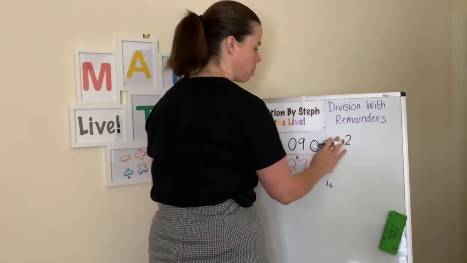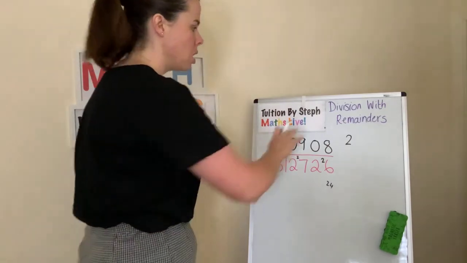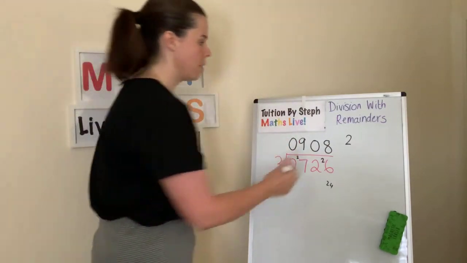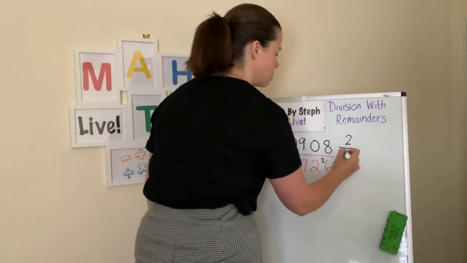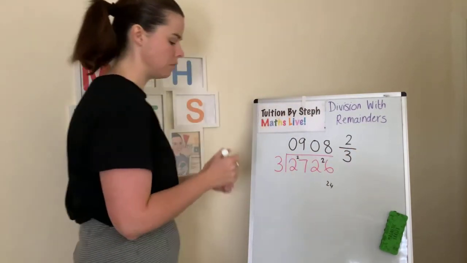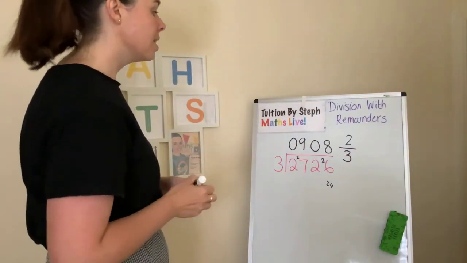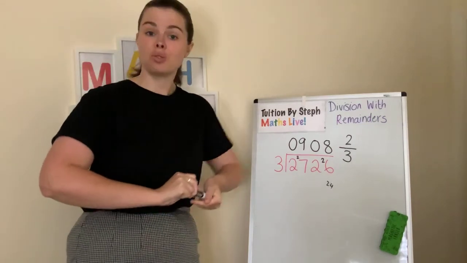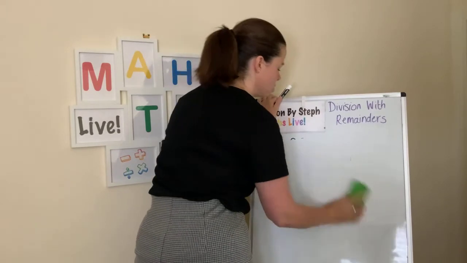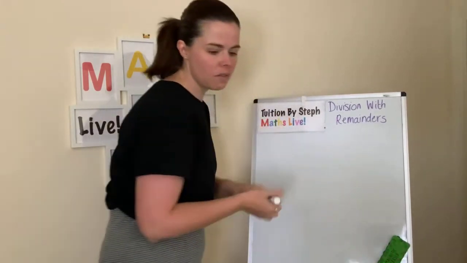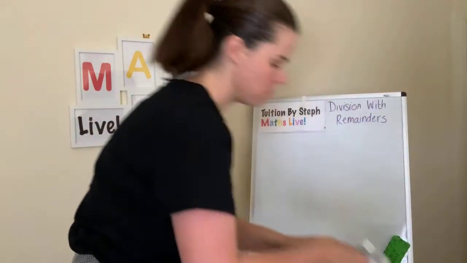But remember, we're going to be posh and not use just remainders. We're going to keep the 2 as our numerator and we're going to make it into a fraction and we're going to use the denominator for the number that we're dividing by. So the answer is 908 and 2/3. Well done if you got that. 908 and 2/3. Okay, let's have a go at two more now.